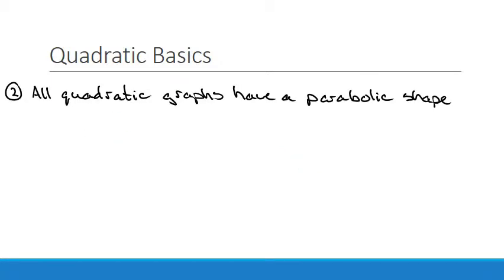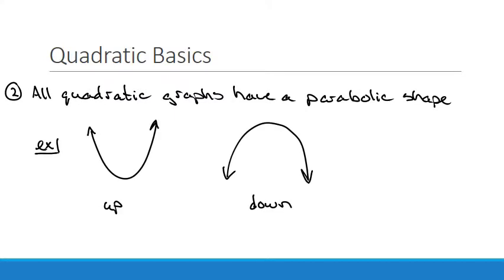The second quadratic basic, all quadratic graphs have a parabolic shape. Alright, so parabolic shape, or a parabola. Parabola is the name you're going to hear a lot. What kind of shape is it? Well, it's this U shape, or a smile, or a frown.